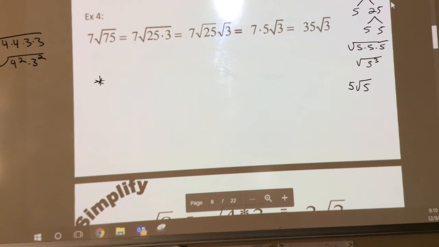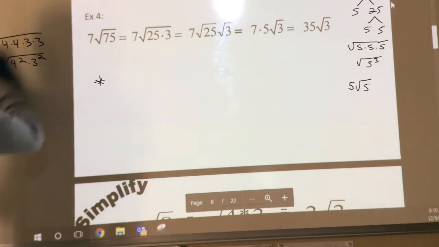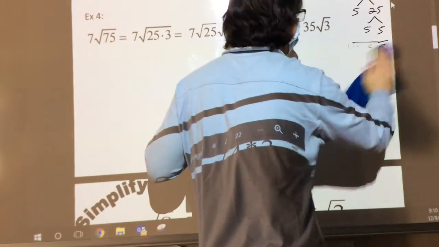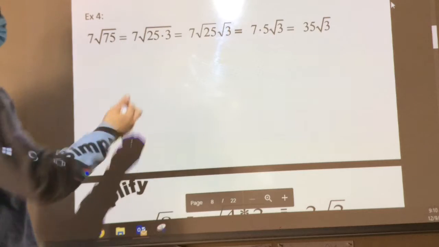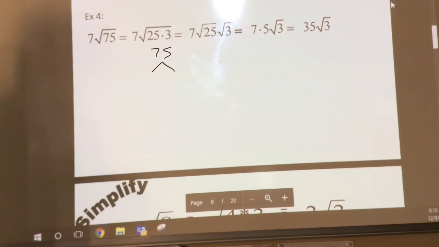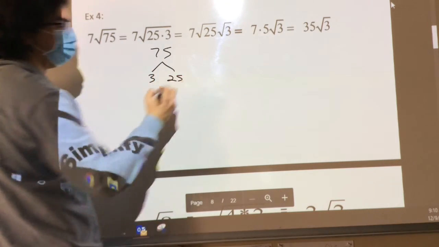There we go. Let's look at number 4. This is example number 4 here. And again, I know it's already worked out, but I want to work it out with you so you see the pieces. We're going to break down 75. Okay, I think we can agree it's 3 and 25.